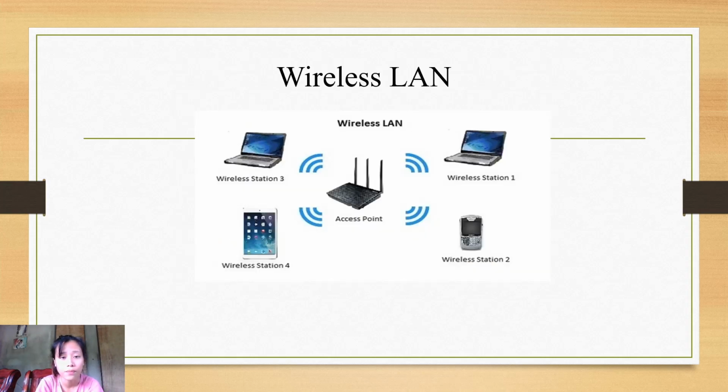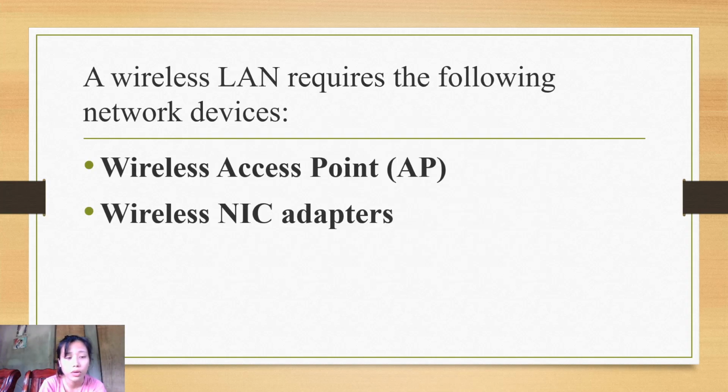So for the next one, this is the wireless LAN. A wireless LAN requires the following network devices. It requires the wireless access point, which is the AP, and wireless NIC adapters. The wireless access point, or the AP, concentrates the wireless signal from users and connects it to the existing copper-based network infrastructure such as Ethernet. Then the wireless NIC adapters provide wireless communication capability to each network host.